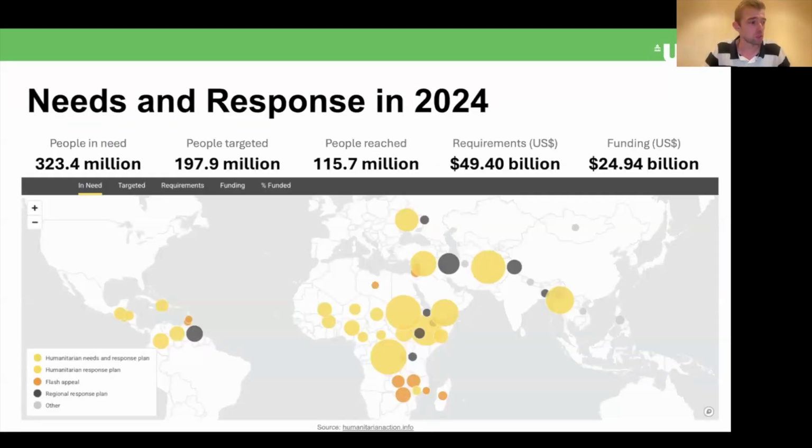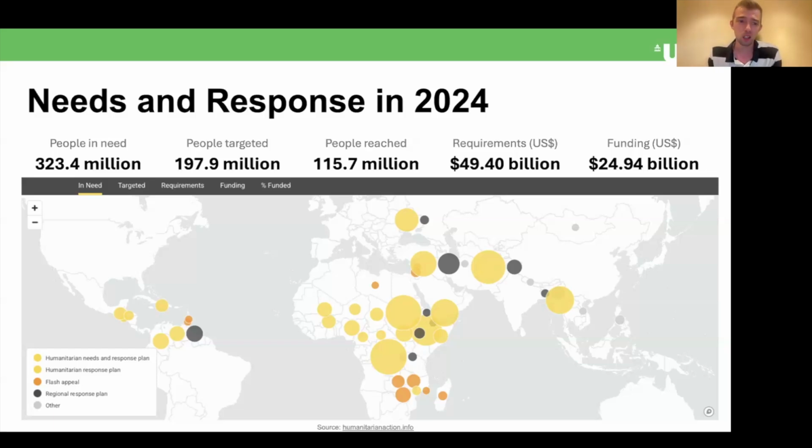Now, all of those aspects, all these tools within the humanitarian aid tool set, cost a lot of money. So I put here a couple of figures on the slide to get a sense of the enormous scope of needs and response. And this is specific to 2024, last year. People in need are estimated to be about 323 million people last year alone, of which in humanitarian response plans, almost 200 million were targeted, and eventually only 115 million were reached.